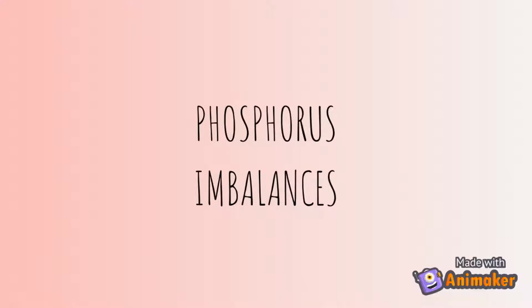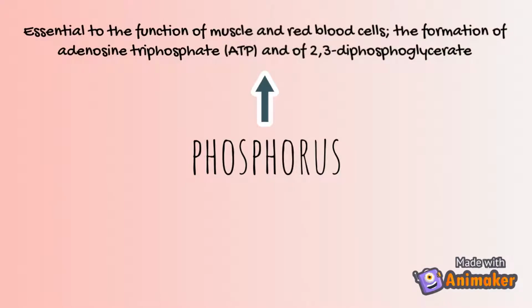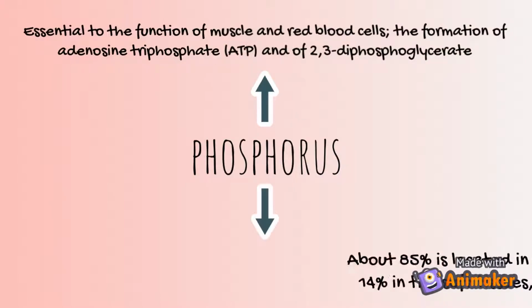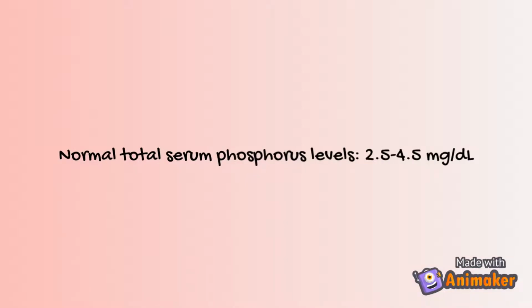Now, what is phosphorus? It is essential to the function of muscle and RBCs, the formation of ATP and 2,3-diphosphoglycerate. About 85% is located in the bones and teeth, 14% in the soft tissues, and less than 1% in the extracellular fluid. The normal total serum phosphorus level is 2.5 to 4.5 milligrams per deciliter.